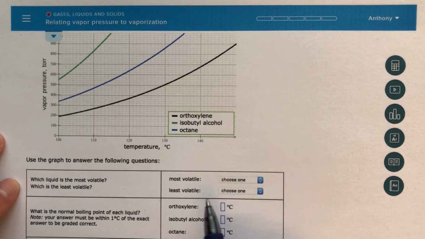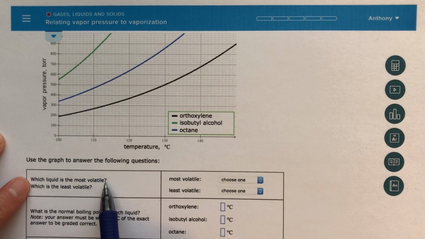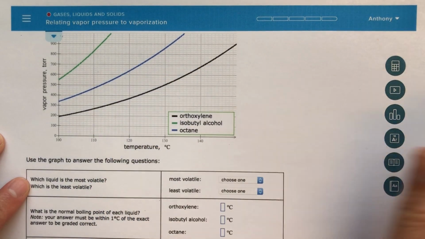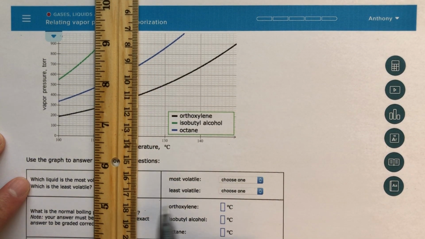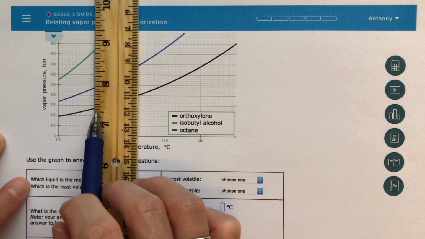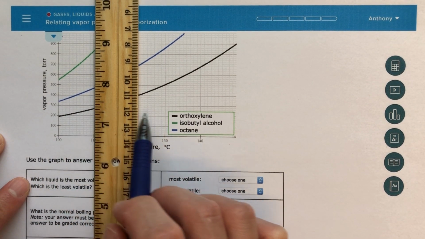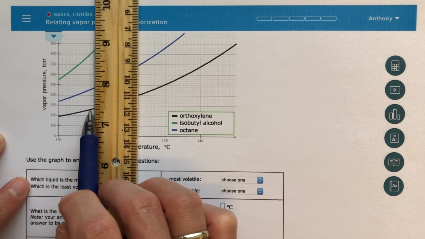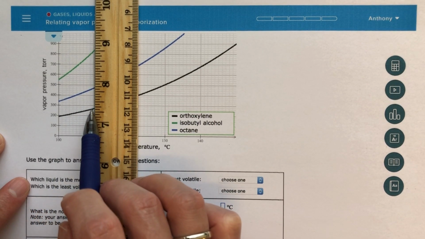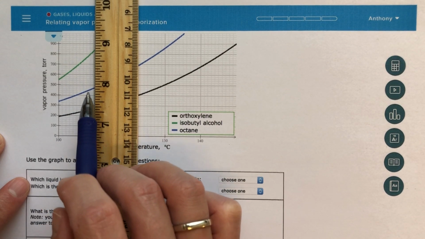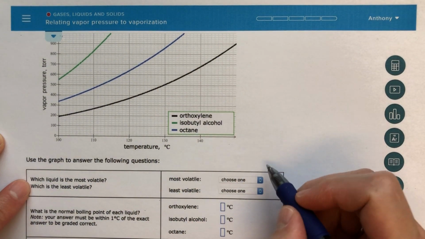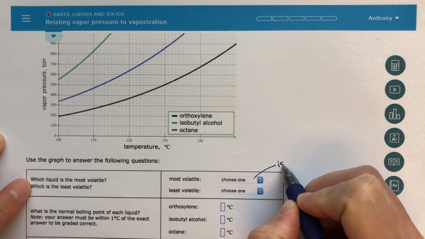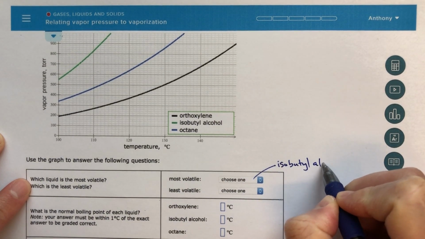Anyhow, getting into answering these questions: which liquid is the most volatile? The way to visualize it is to pick one certain temperature. So let's pick, I've got a ruler here, this temperature of 110. As we go up that temperature, the vapor pressure due to orthoxylene is going to be about 280-ish torr, millimeters of mercury. The other chemicals are going to have higher vapor pressures. The higher the vapor pressure, the more volatile it's going to be. So the most volatile is going to be the isobutyl alcohol.